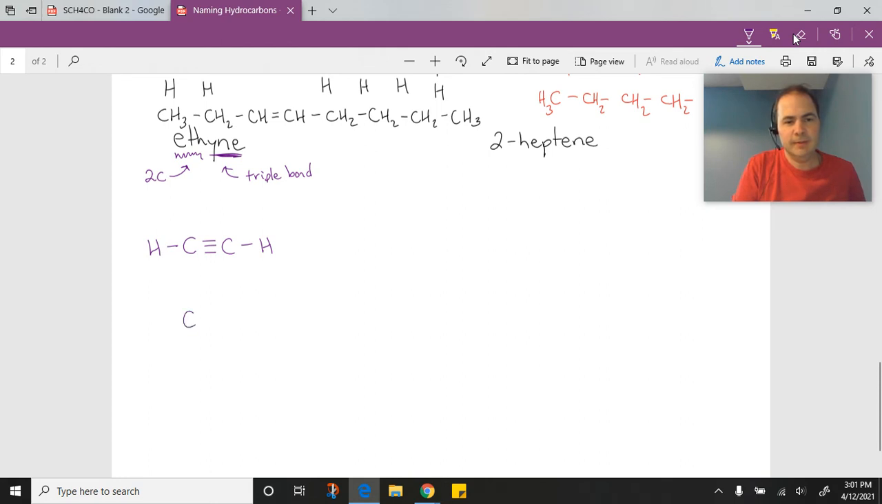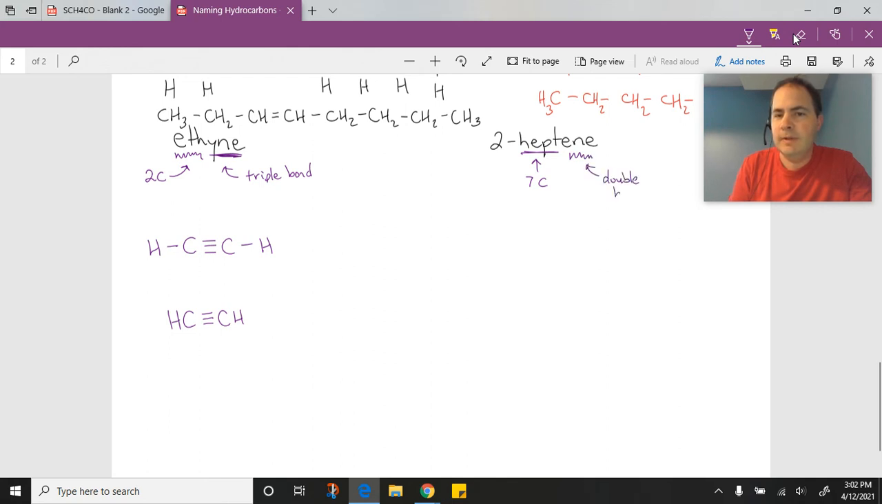If you wanted to draw it without it being expanded, you'd probably just see it drawn like this. So that would be the condensed diagram. Right, so again, I like to identify the root part of the name and whether we've got that double bond or triple bond present. So let's look at this one, 2-heptene. So we know hept is telling us 7 carbons. And then ene is telling us a double bond.